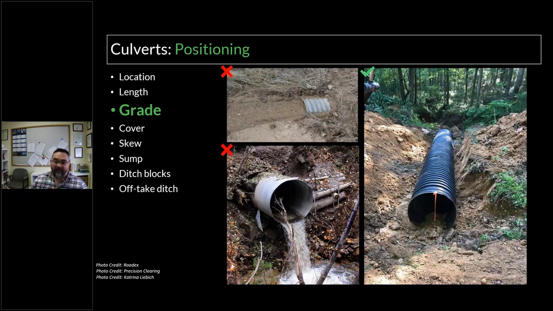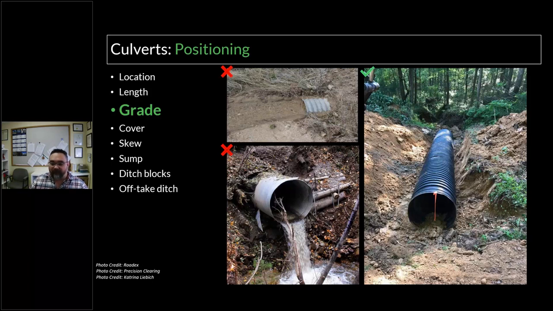On the opposite side, if you have a hung outlet, you're going to have a fish passage issue, and that's going to cause stream bottom erosion as well. So you need to have that culvert set at the appropriate grade during construction with an appropriate offtake ditch if it's not a stream, so the water can move through and the sediment can move through.